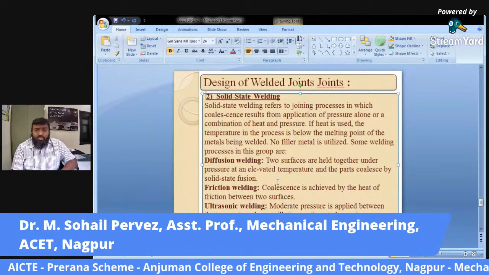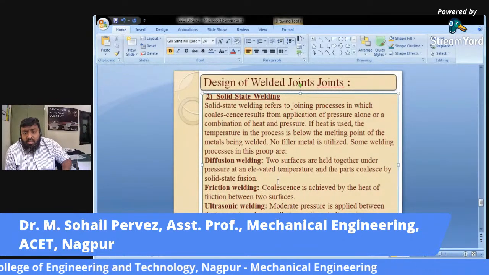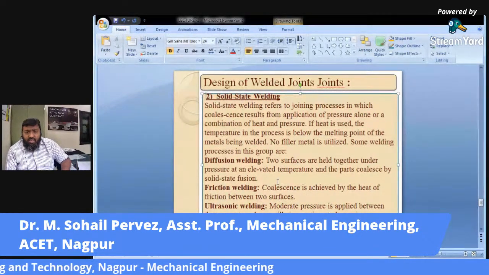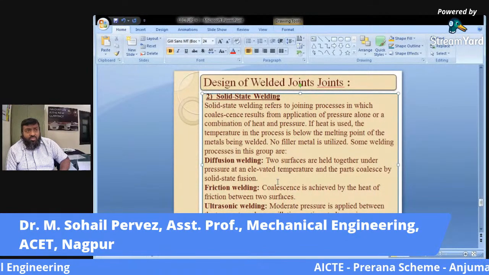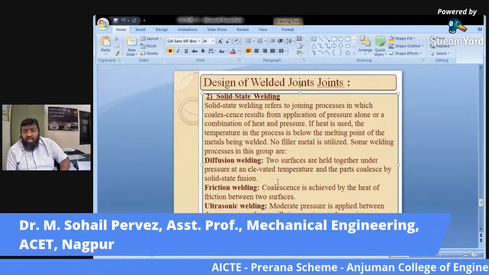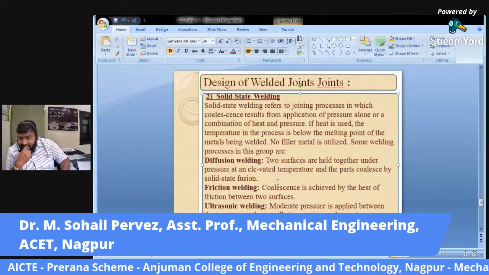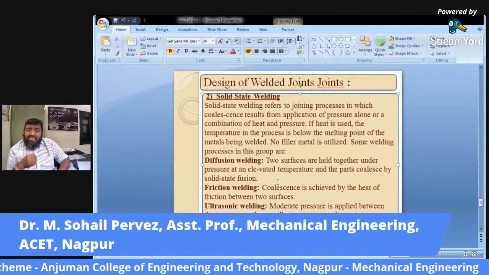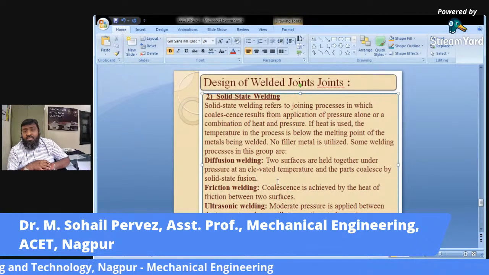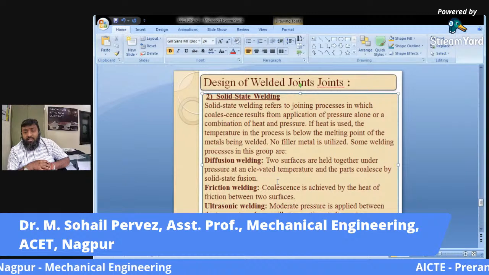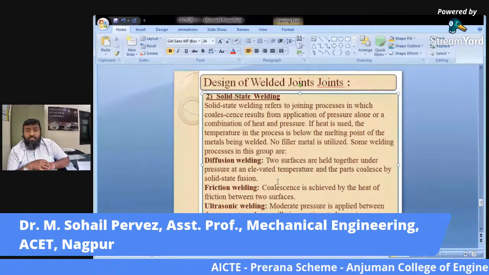And the next one, which is a bit costly, but still, ultrasonic welding. A moderate pressure is required, and ultrasonic frequencies, because oscillators are being used and the contacting surfaces are oscillated, and the joint is being made. Ultrasonic welding is a very precise process used for assembly purposes in industry.